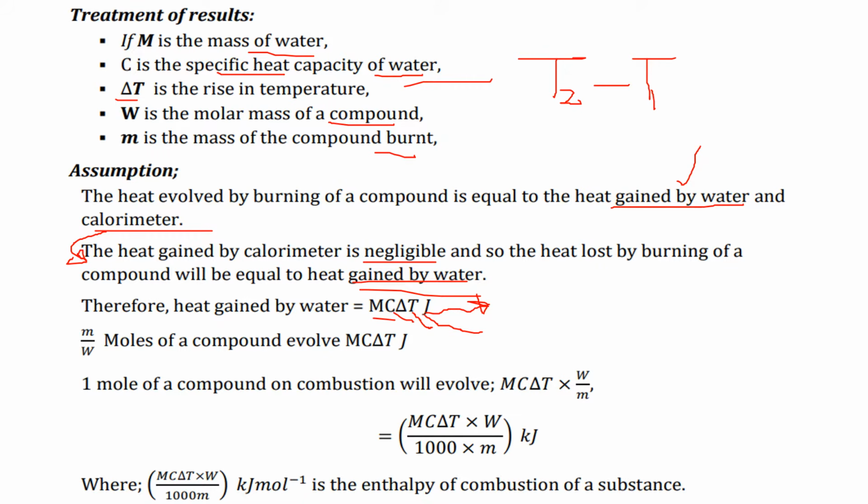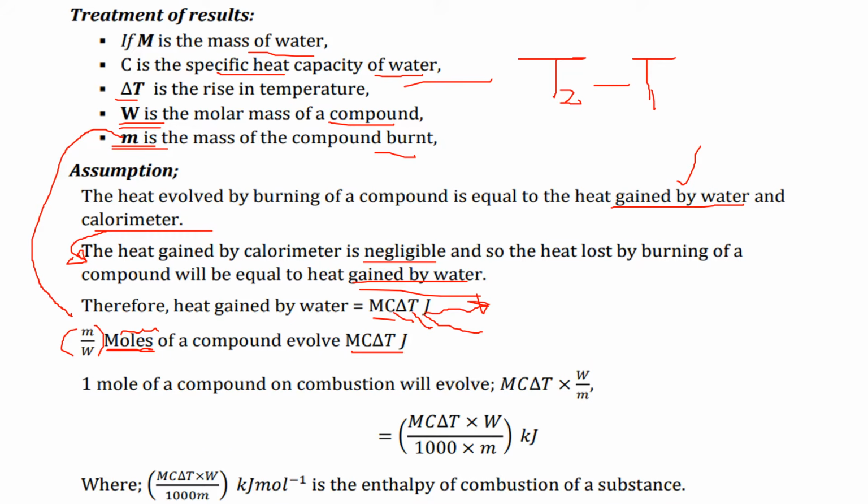But remember that we use the given mass of a substance, but we need to convert the mass into moles. So to convert any mass into moles, we get the given mass divided by the molecular mass, and we say that W is going to be the molar mass of our compound. So that's why you're having here m divided by W, and we convert that mass in terms of moles. That means that you're converting given mass into moles. That's why you're writing this word here, moles. So m divided by W moles of a compound are going to evolve this kind of heat.